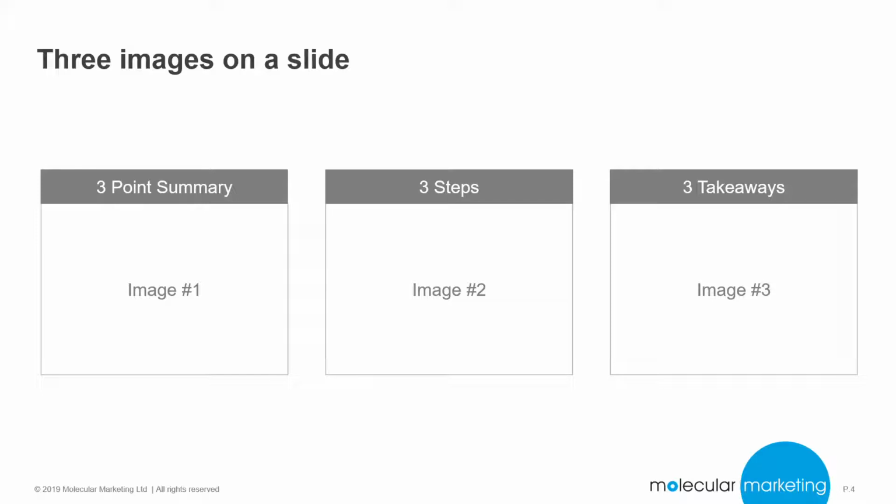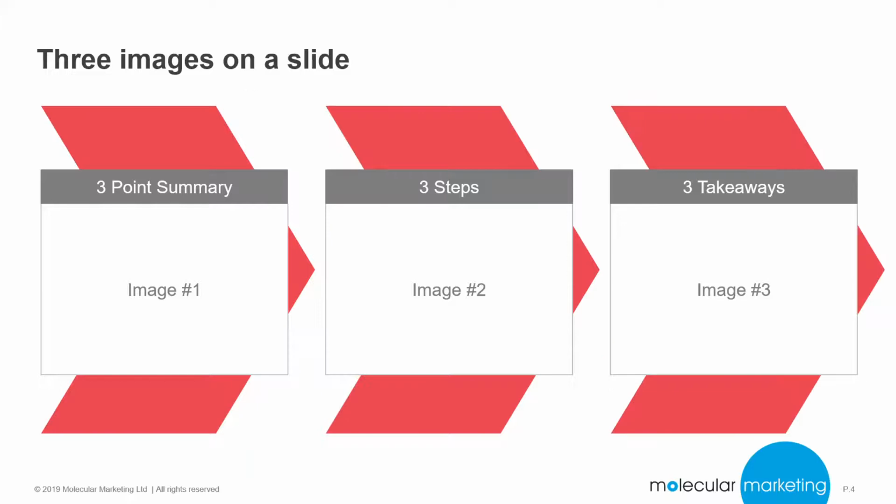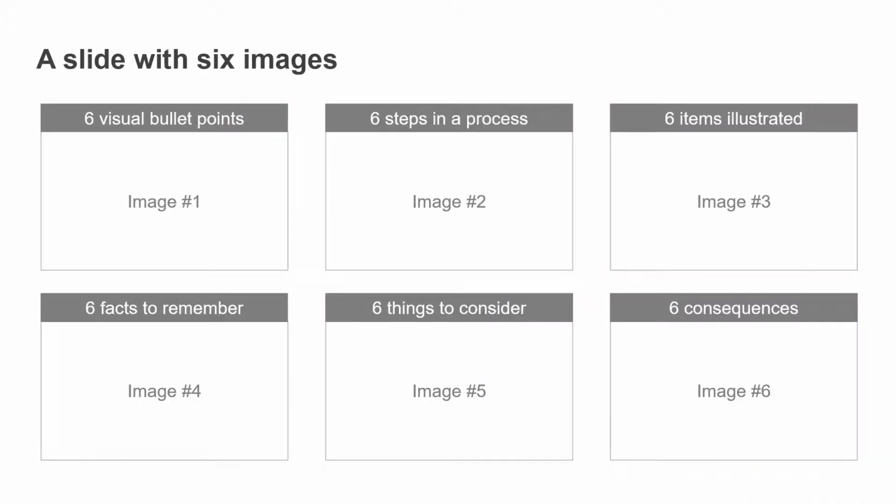I use a 3-image layout for lists or for an item with 3 component parts, in which case I might add a brace or curly bracket to link the images together. Or I might use this to represent 3 steps in a process. I might add a chevron behind each image like this. And I use a 6-image layout for longer lists.